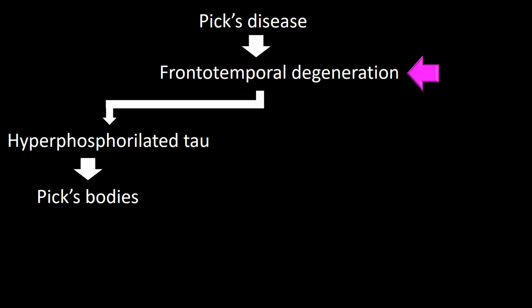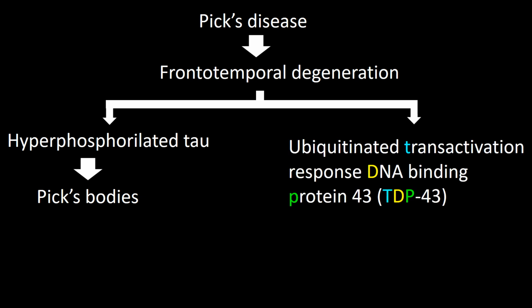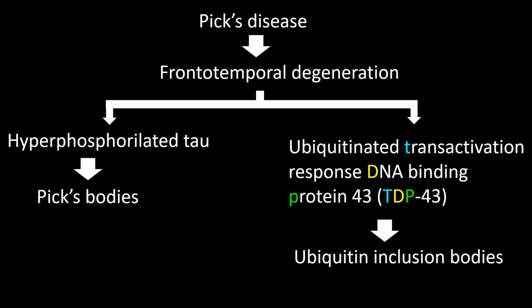Frontotemporal degeneration also occurs due to abnormal TDP-43 accumulation. TDP-43 is a nuclear protein that functions in transcriptional repression, modulating genes, splicing, and RNA metabolism. When TDP-43 is abnormal, as in some cases of frontotemporal degeneration, the abnormal TDP-43 forms ubiquitinated inclusion bodies in the cytoplasm, nucleus, and cell processes.